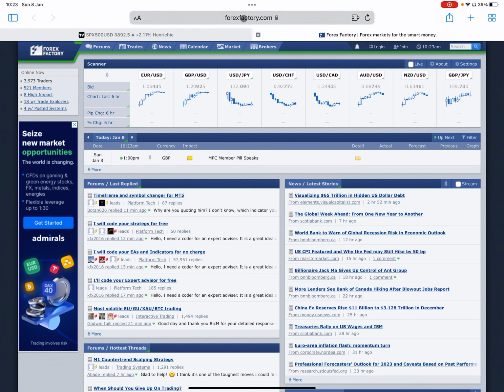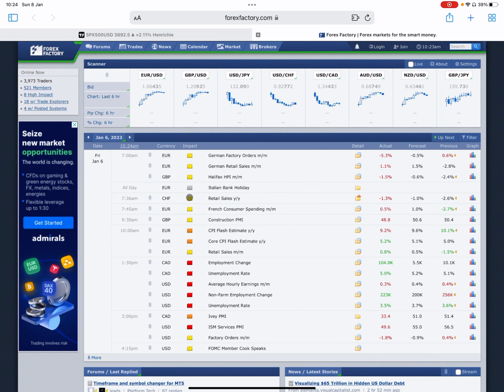So this is the Forex Factory. What do you use the Forex Factory for? It's basically for you as a trader to know the news and the time when it's going to come out, the outcome, and all that kind of stuff. So here you can see this is on Friday, January 6th. This is the news: Euro, GBP, Euro, CHF. As you can see here, it's showing you that it's an Italian bank holiday on this day.